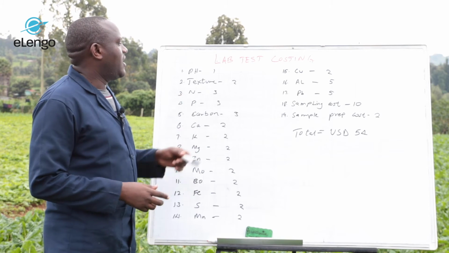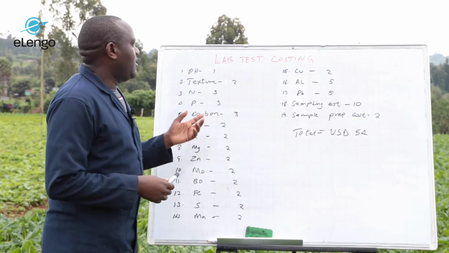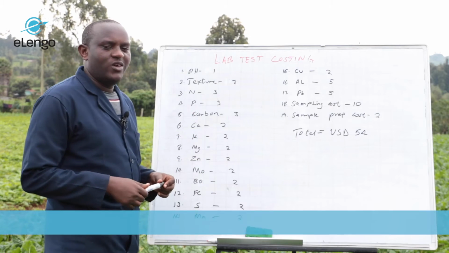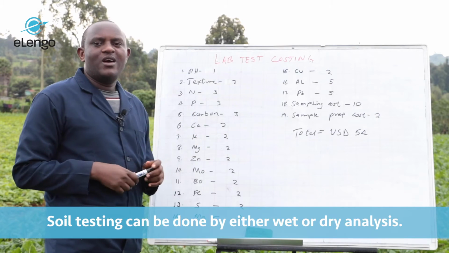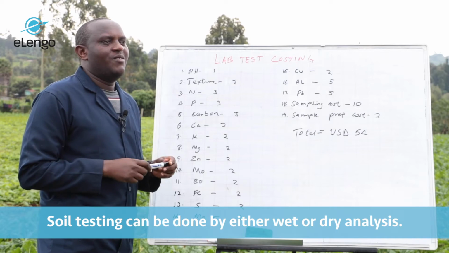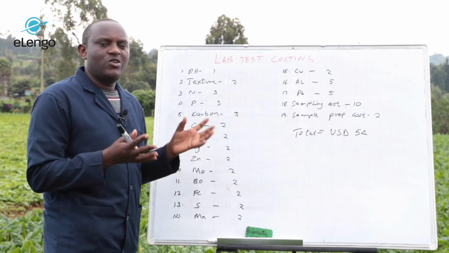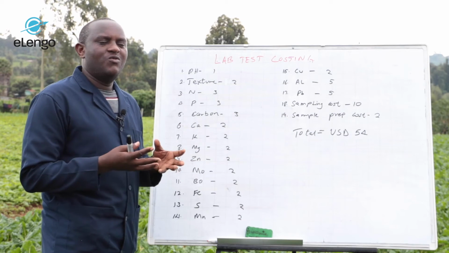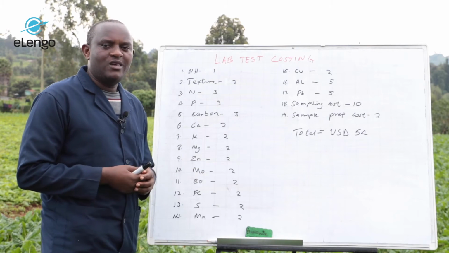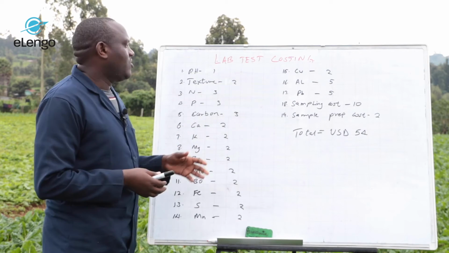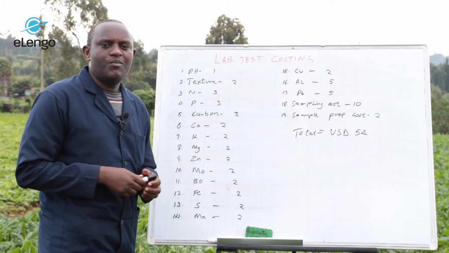Next, we are going to look at the lab test costing. In the lab, we usually have 2 methods of testing your soil: the wet analysis and the dry analysis. Wet analysis is where they take the soil sample, then they dissolve it in acid. The dry analysis is when they use UV light to analyze the soil sample.